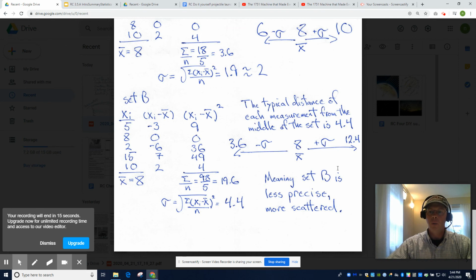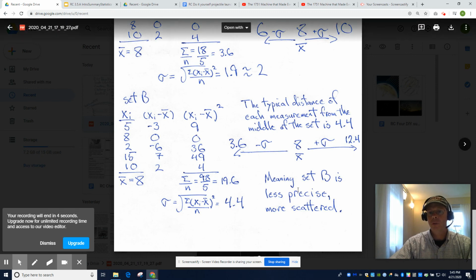So what does this mean? Well, standard deviation describes the spread of the data. The smaller the standard deviation, the more consistent, the more precise, the more reliable the set is. And B is more scattered and less precise.